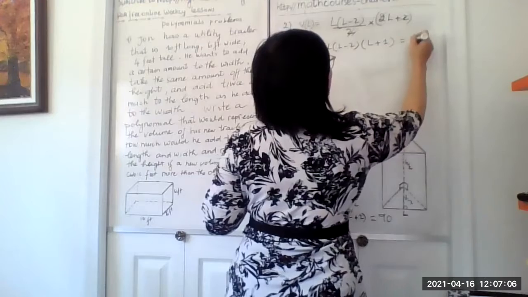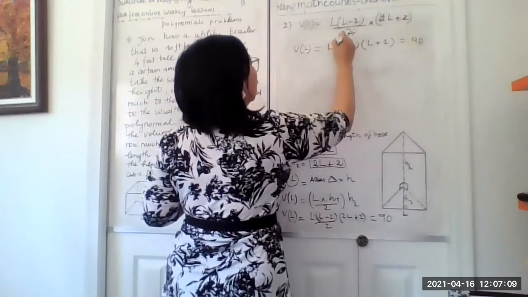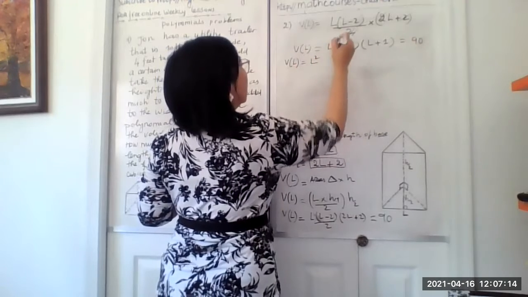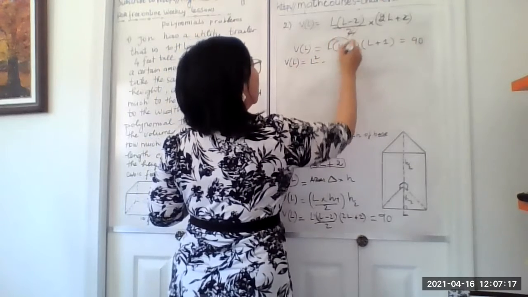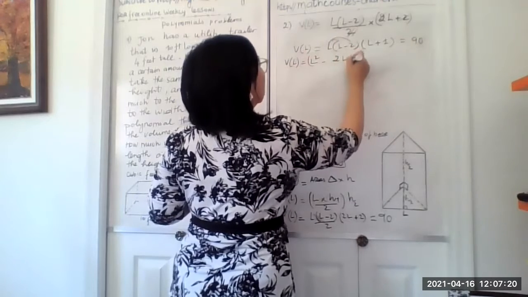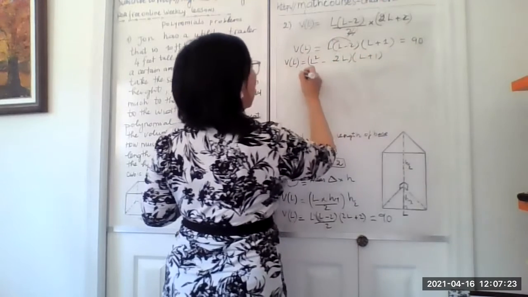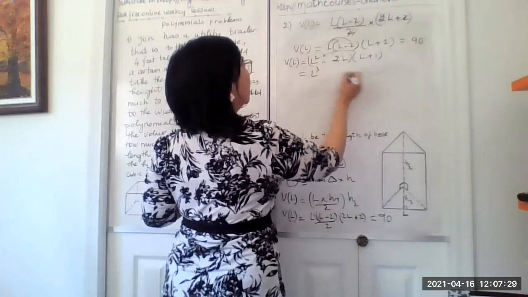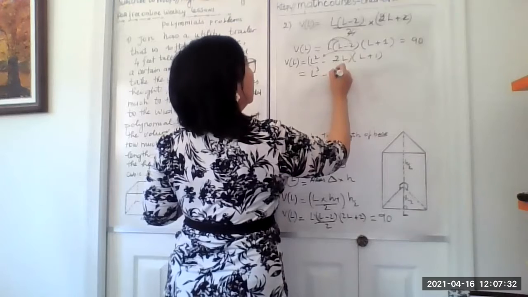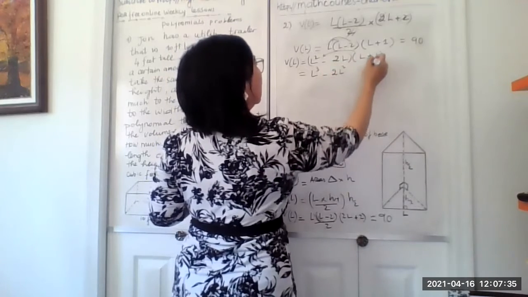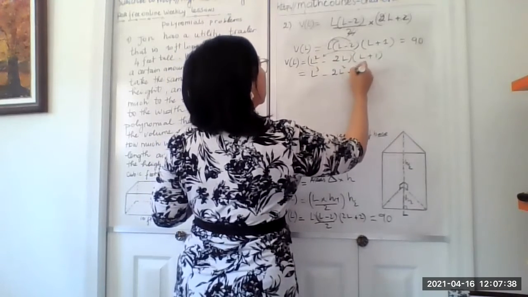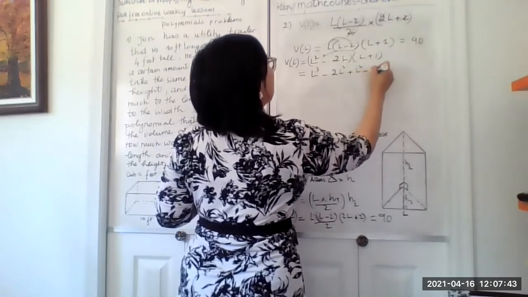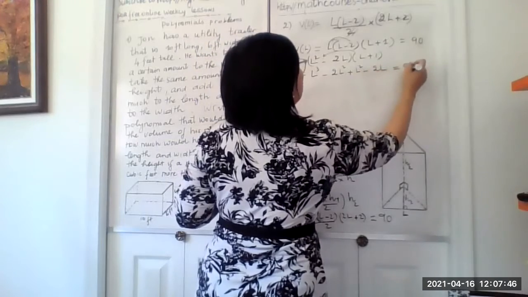And this equals 90. Now I'm going to multiply through, right? So I will have V(L) equal L squared, L times L, minus L times 2 is 2L, times L plus 1 again. So now I'm going to have to multiply one more time. L times L squared is L cubed. L times 2L is minus 2L squared. 1 times L squared is plus L squared. 1 times minus 2L is minus 2L, and equal 90.